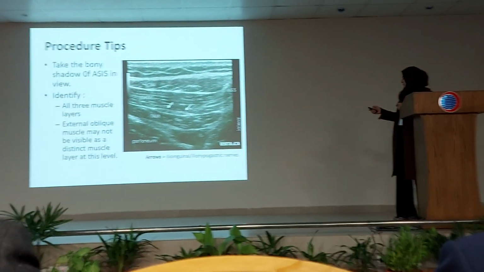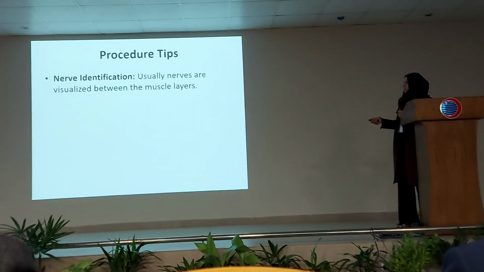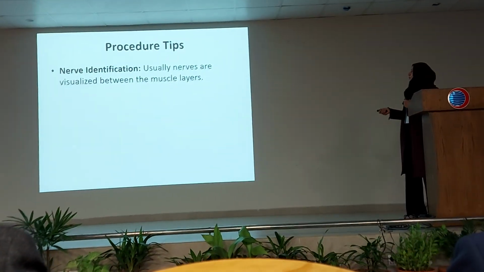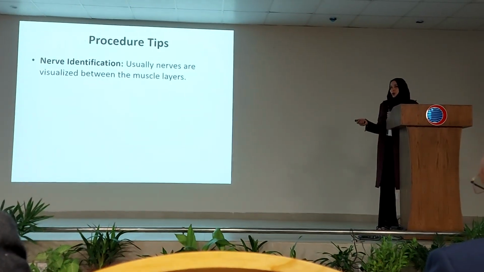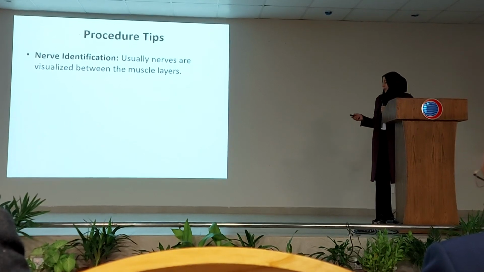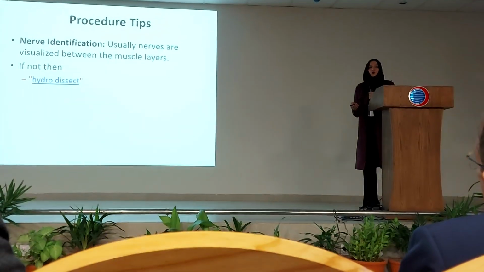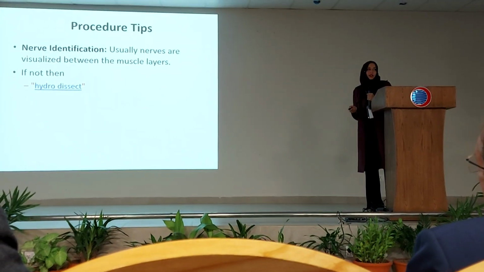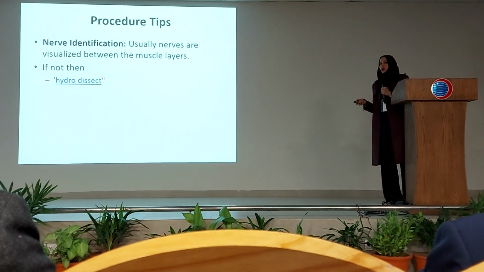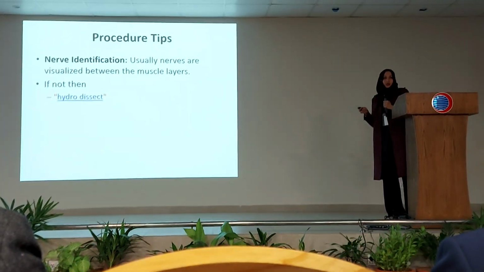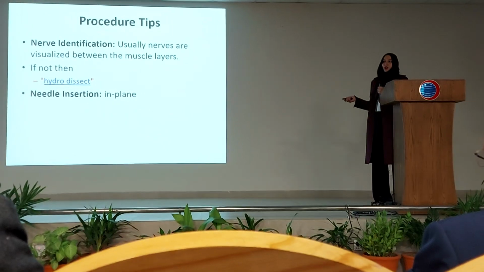Some other procedure tips about nerve identification. As I have already told you, usually the nerves are visualized between these two muscle layers as hypoechoic round structures. But if not, then what? Then you can use the technique of hydrodissection. I hope most of you are familiar with it. Hydrodissection is a method in which we use a few mLs of saline or water to dissect the muscles away and reach our target. It is also known as the hydrolocation method.